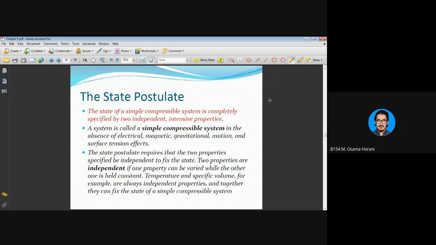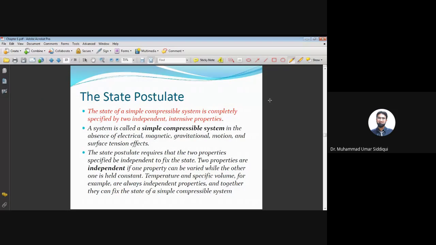State postulate. State postulate basically is what? When we say that for a system, there are many thermodynamic properties, okay? And we have different tables, we have different charts through which we can find all these properties if we know any two independent properties. This is the state postulate.